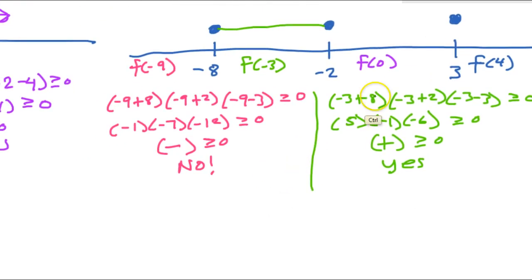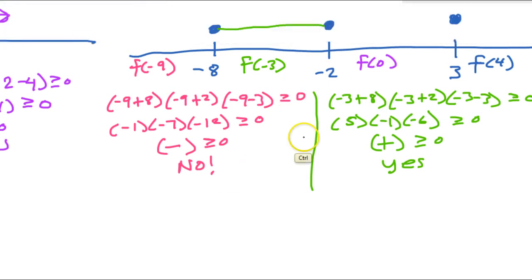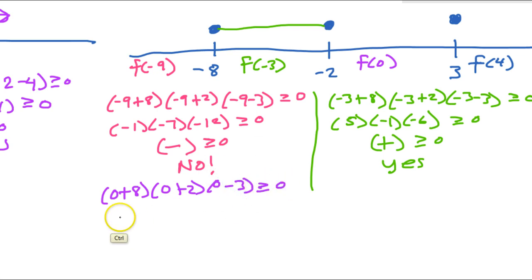Okay, now let's check 0. All right, if I put in 0, then I've got 0 plus 8, 0 plus 2, and 0 minus 3. Is that greater than or equal to 0? Well, that's just 8 times 2 times negative 3. All right, all that really matters is that this is going to be a negative number.